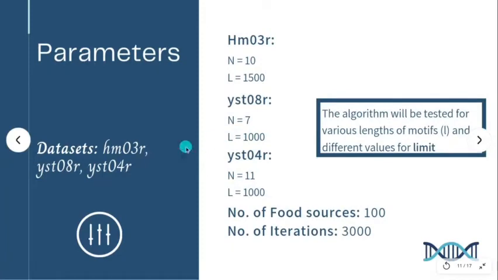So for the experiment, the paper chose three different data sets with different values of N and L. The number of food sources was 100 and the number of iterations was 3000. These fixed values were tested against different motif lengths and different values of the limit parameter.